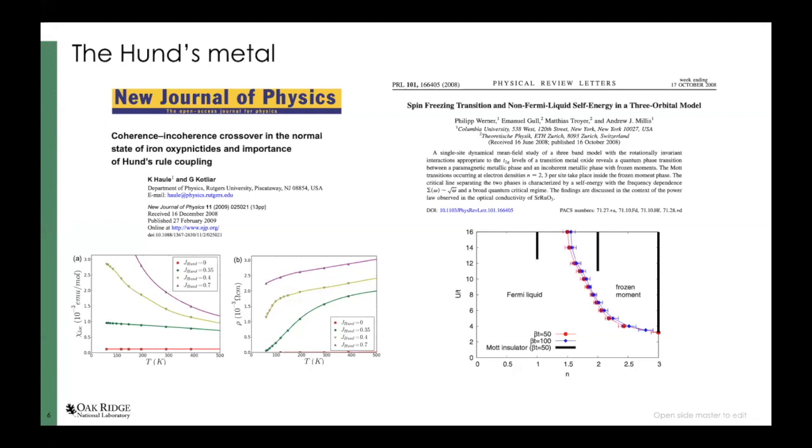The other work is from Philipp Werner and Andrew Millis and their collaborators. Basically, they found what is now called the spin freezing regime, meaning the spin correlator does not go to zero even if you go to very long times. It's not for iron-based superconductors, but it's also a very stimulating picture for seeing the new non-Fermi liquid phase.